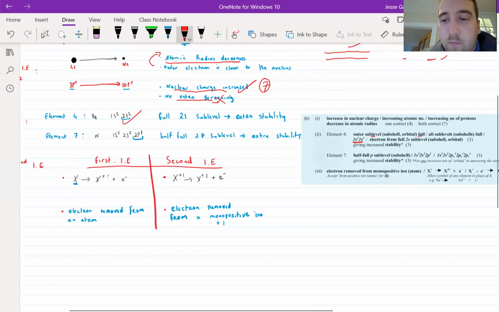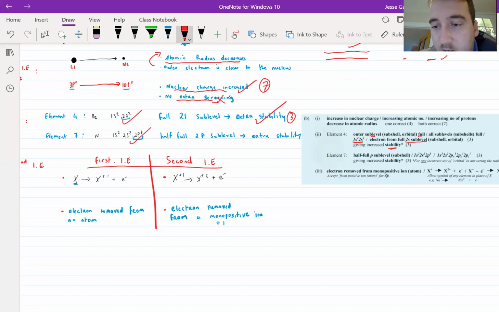But I think it's important that we don't just learn that. We want to say the electron has been removed from a full 2s sublevel, given increased stability. We've said loads of that, so we're definitely getting 3 marks for that. And the next one, here we've got the electronic configuration, and they're giving you the marks for that, which is crazy because we haven't explained it yet. Half full 2p sublevel, there we go. Look, half full p sublevel. Happy with that. That's our 3 marks.